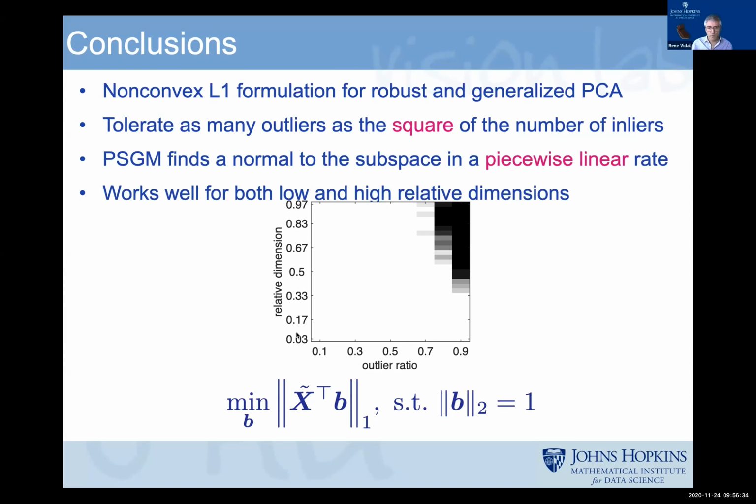We've been able to propose a super simple algorithm: compute your gradient, project, and iterate. The clever insight is really properly selecting the learning rate for the algorithm, and you get piecewise linear convergence. I did not emphasize this because our goal was really to make this work in high relative dimensions, but the method works in both cases. I didn't talk about it, but obviously this can be extended to multiple normals at a time.